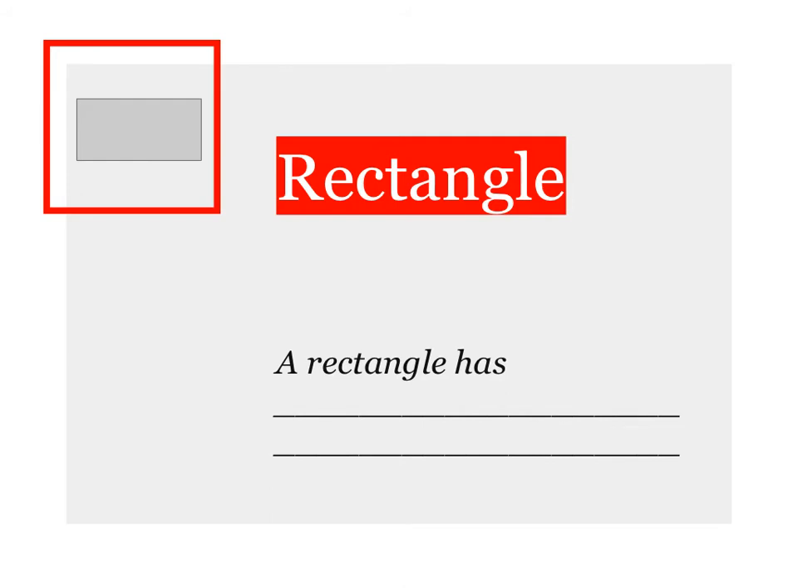A rectangle has two pairs of opposite congruent sides. They're also parallel and has four right angles. So all of my angles are 90 degrees, and those are the same, and these are the same.